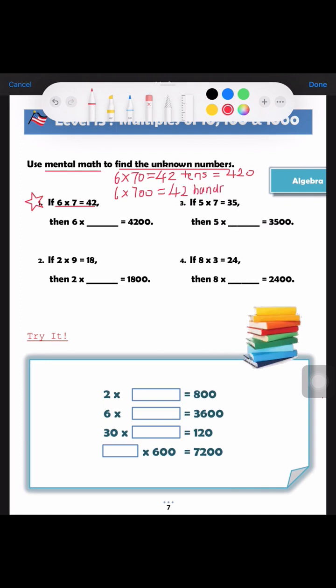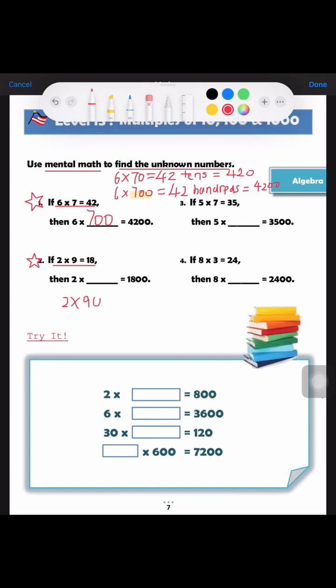And 4,200 equals 4,200. So the answer is 700. 6 times 700 equals 4,200. Okay, next question. If 2 times 9 equals 18, then 2 times which number equals 1,800?